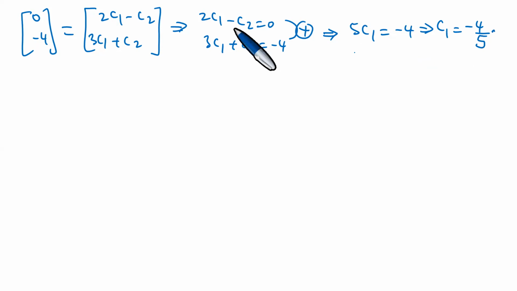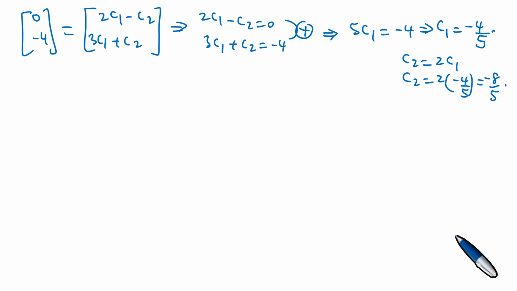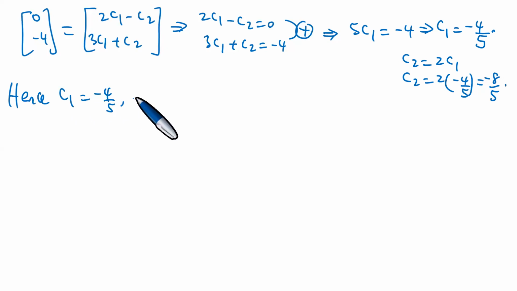C1 becomes minus 4/5, which means C2, according to this, 2c1 minus c2 is 0, so C2 is 2 times C1, which is minus 8/5. Okay, we got those two constants. Hence, we have C1 is minus 4/5, and C2 is minus 8/5, like so.